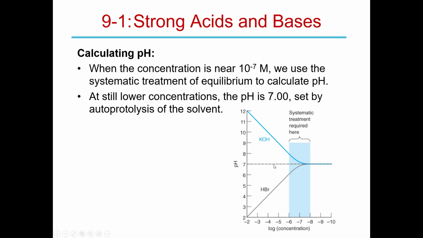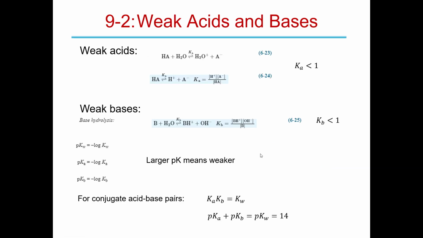So this is our little graph that tells us what we need to do. In this region, we can use just the formal concentration. Here we need to do that fancy systematic treatment of equilibrium that I just did, and past 10 to the minus 8 molar, we just say it's 7. So what about weak acids and bases?